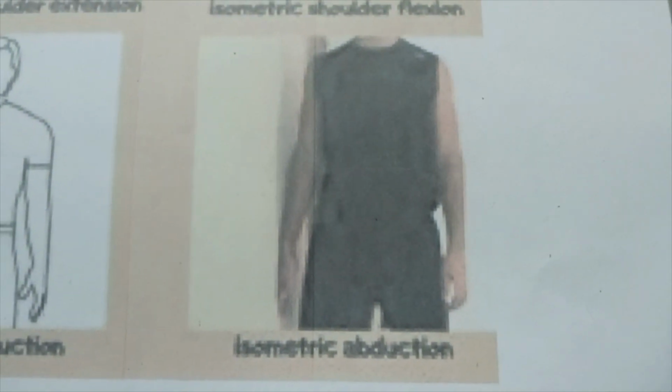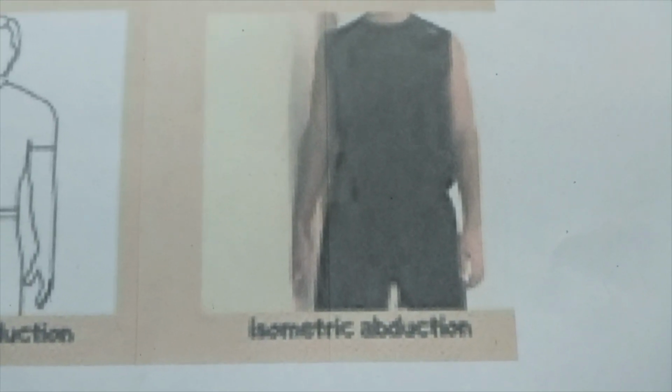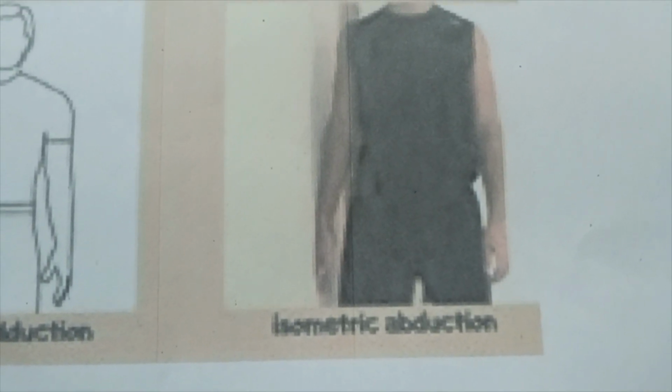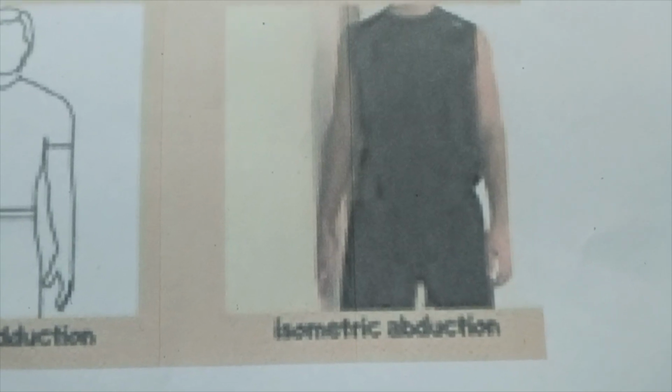For the abduction, you're going to stand side on to a wall with the injured arm next to it, and then you're going to push the back of the wrist against the wall and hold.